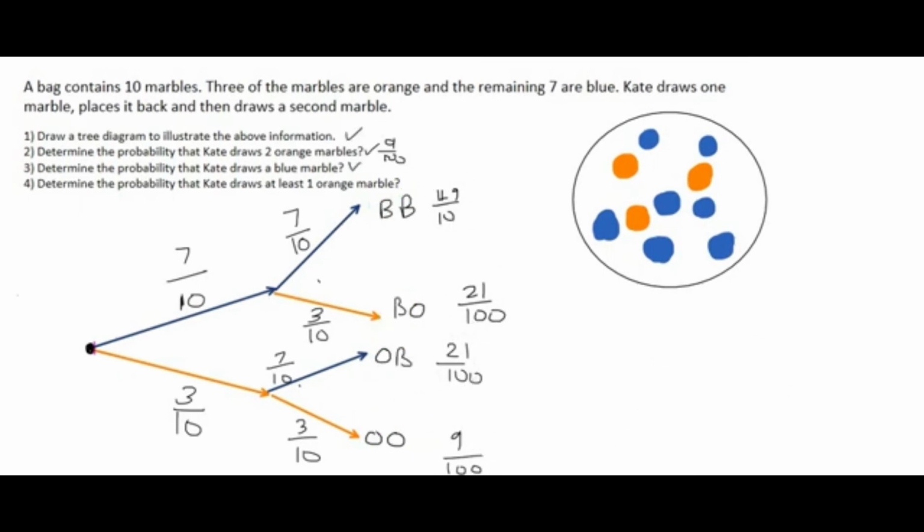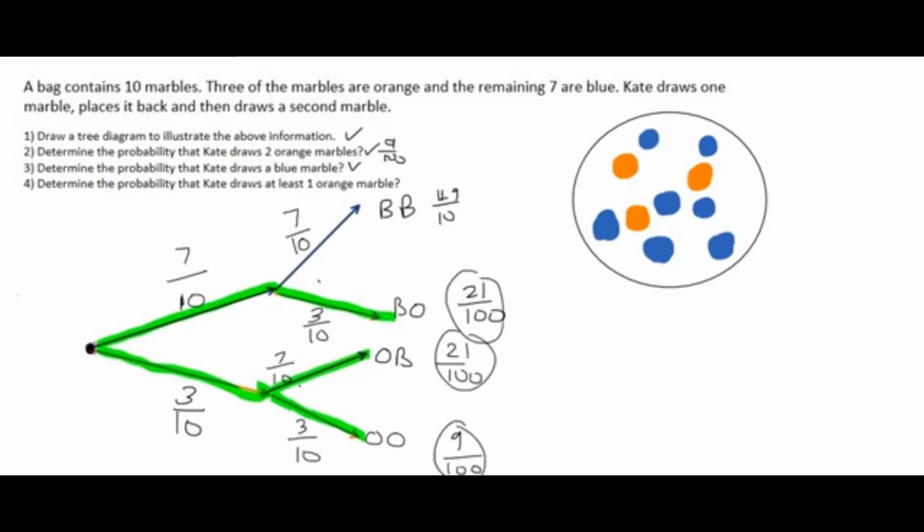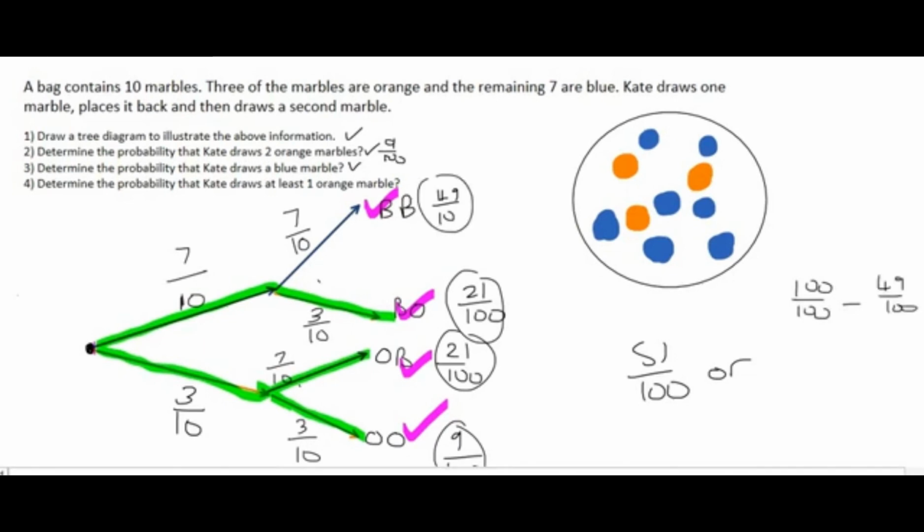Next question says, determine the probability that Kate draws at least 1 orange. So at least 1 orange, well, that means 1 orange or more. So that would be this branch, and this one, and this one. Because remember, the word at least means that or more. So you can have more. So once again, we could add each of these together, which would give us 51 out of 100. Or, because we know that these 4 branches should equal 100 over 100, we could just say 100 over 100 minus this one over here, and that also gives us 51 over 100. So whichever way is best for you.